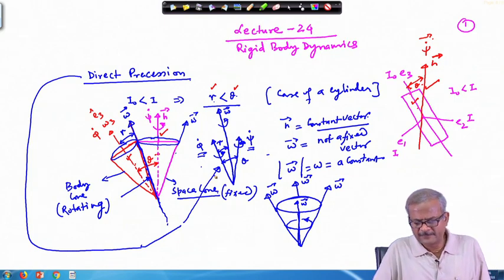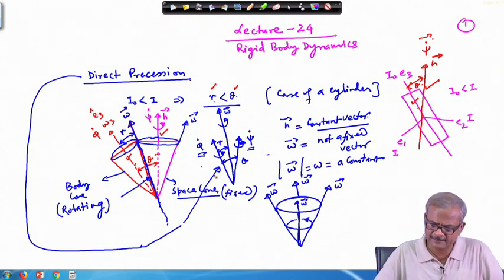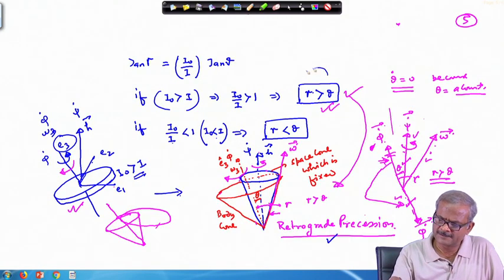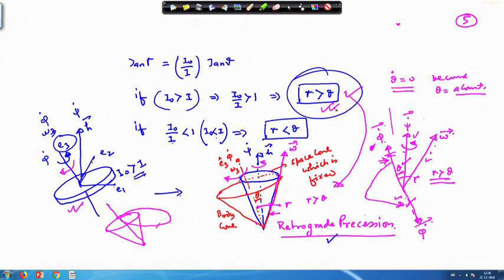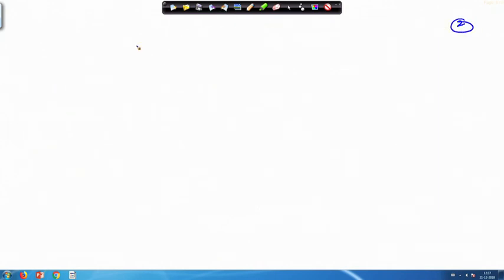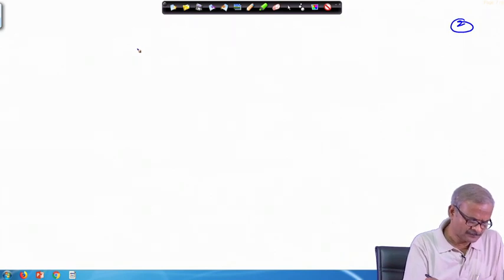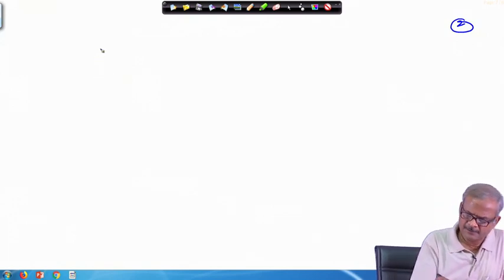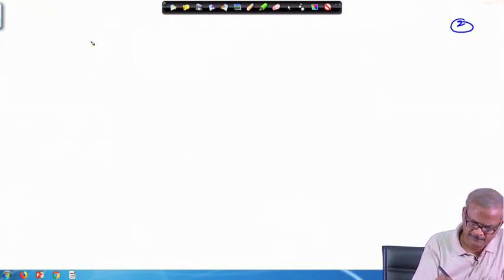Otherwise, we will derive one equation, and from that equation itself it will be visible that for this case it will be direct precession, and for this case it will be retrograde precession. That can be done by using Euler's equation and Euler angles. Now, Euler's dynamical equation we have to use, and Euler's angles and Euler's dynamical equation. So, this I have given you the gist of how the angular motion will appear.